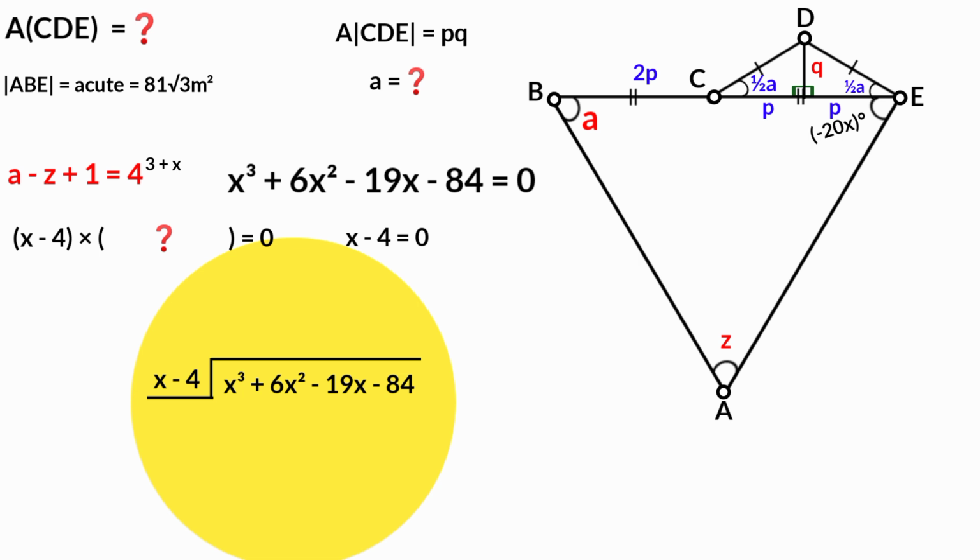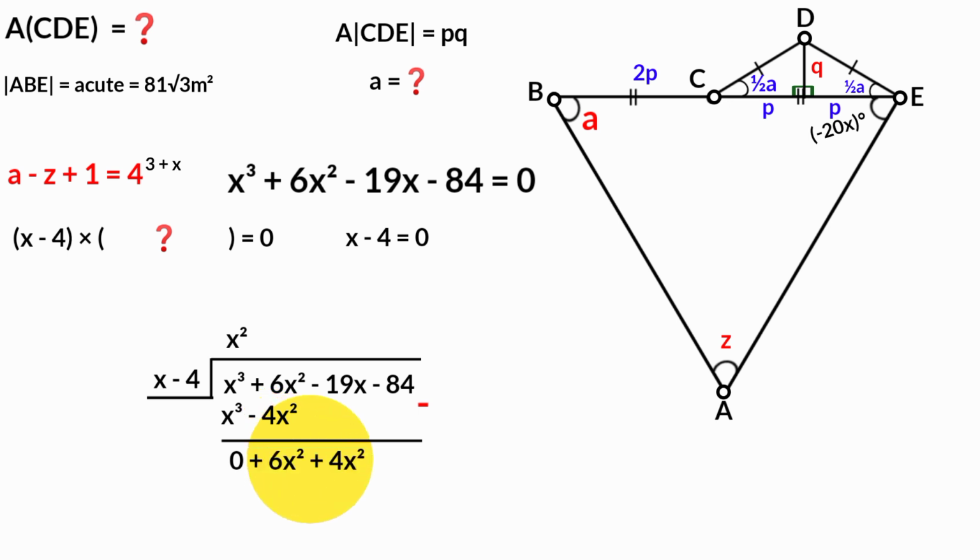We are going to divide the highest power here by the highest power here. The highest power here is x cubed. X cubed divided by this x is x squared. X squared times this x minus 4 is x cubed minus 4x squared. Now subtract this from this. X cubed minus x cubed is 0. Plus 6x squared minus minus 4x squared is 6x squared plus 4x squared. 6x squared plus 4x squared is 10x squared.